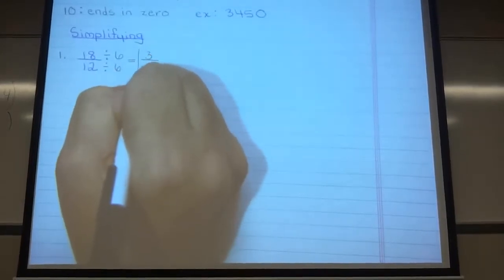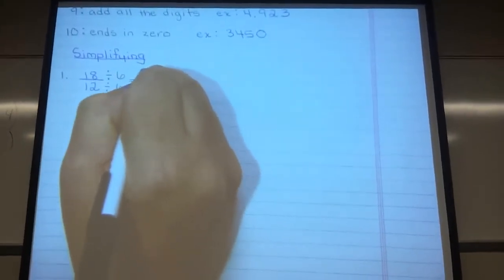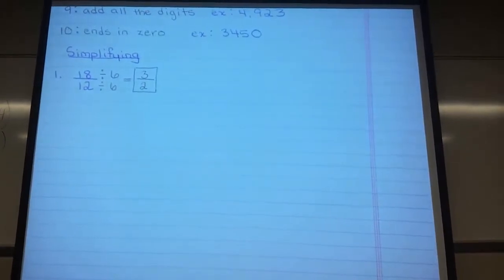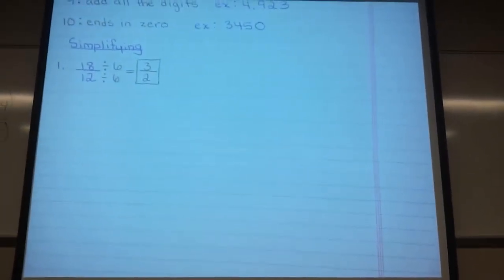And you can leave it as improper. I didn't say it had to be in any kind of specific form. If you change it to a mixed number, that's okay. It would just be 1 and 1/2.